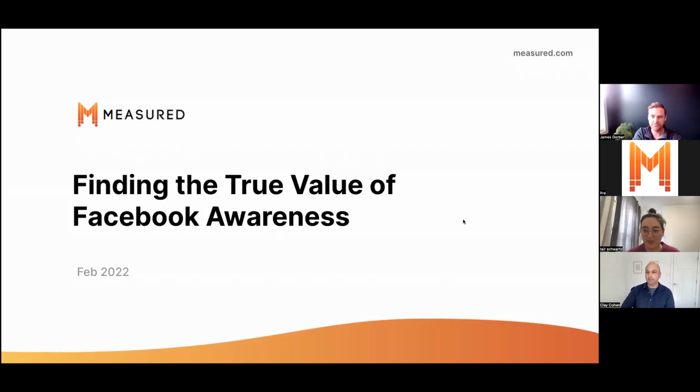We're going to be talking about measuring the true impact of your media and strategies for finding the true value of your Facebook awareness campaigns and media. However, a lot of this will apply to a variety of other platforms, and we're going to cover a lot of different tools and topics.